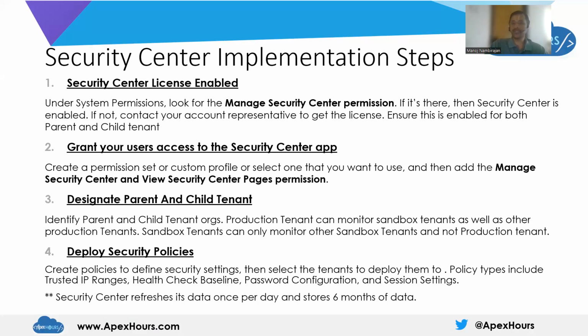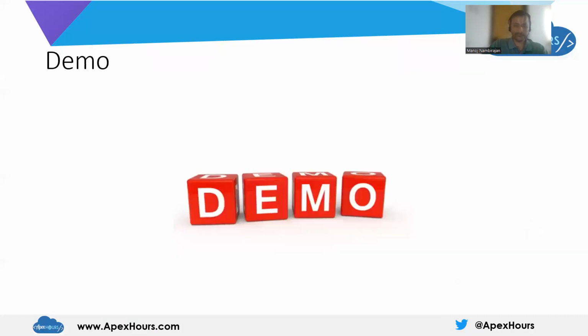And it will also store 6 months of data, which is where the AML technology will help because it needs a good volume of data where it can run the engine and detect the anomaly activities accordingly. Another aspect is this feature is available in Enterprise, Performance, Developer and Unlimited editions. So with that, we have gone through the pillars, the benefits under the Security Center app, as well as the implementation steps. Let's now look at the demo.